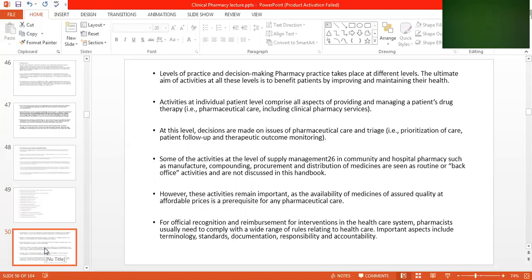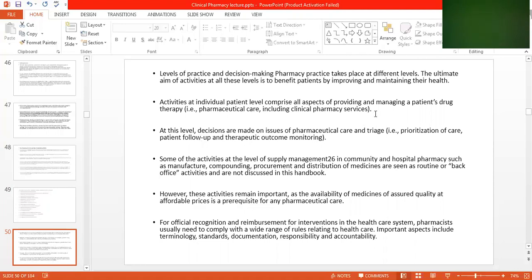As you have seen, level of practice and decision making: pharmacy practice takes place at different levels. Means the decisions of pharmacy practice take place at different levels in an institution or hospital. The ultimate aim of the activities at all these levels is to benefit patients by improving and maintaining their health. So our objective and our goal is to keep all our concentration on patient improvement or benefit of the patient.